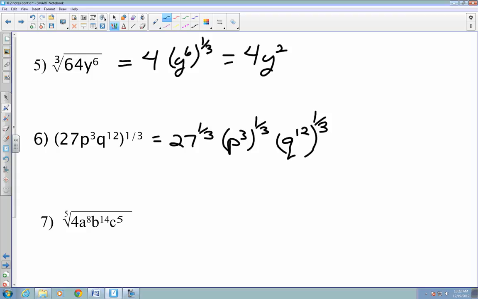So the cube root of 27 was 3. 1/3 times 3 is 1, so that's p. 12 times 1/3 is 4, so that's q to the 4th. Okay, so make sure if it's all in parentheses, everything in there is raised to that power.